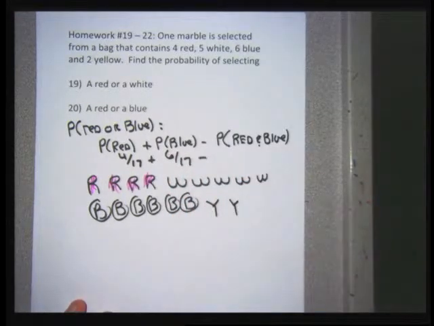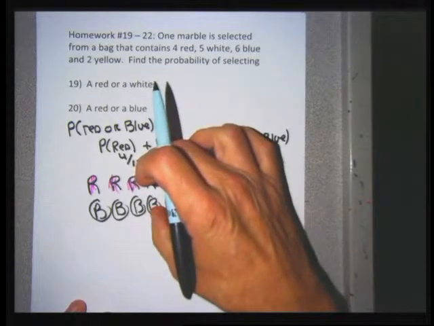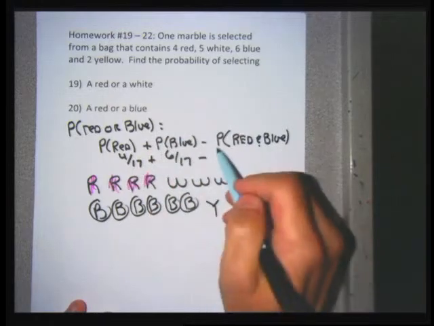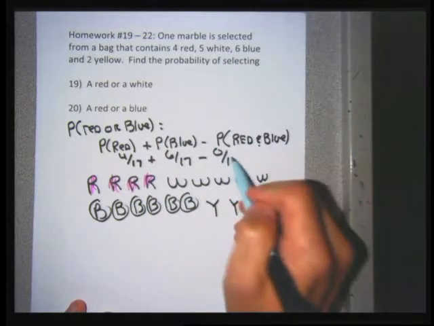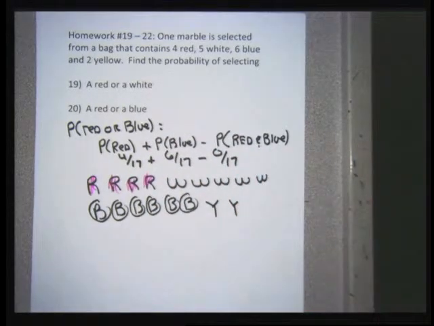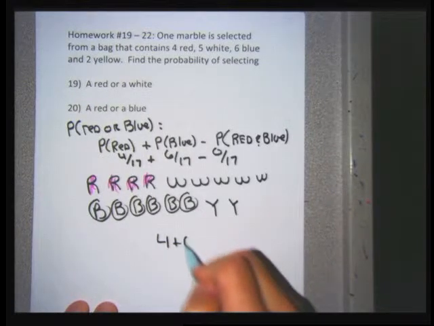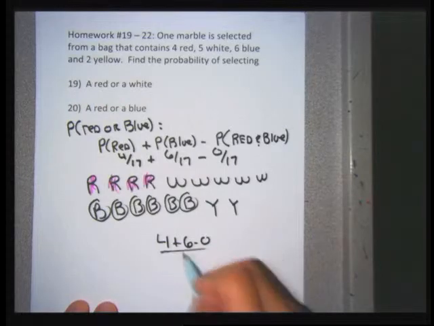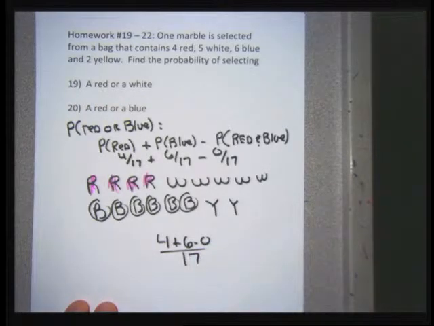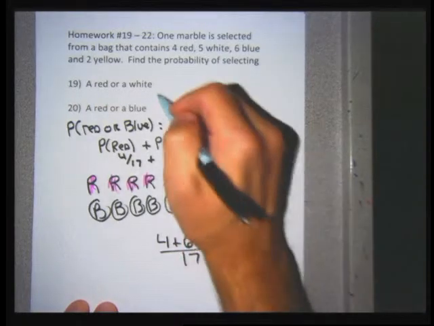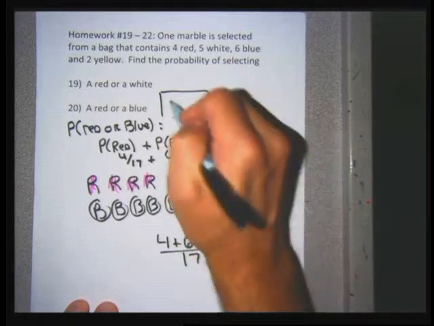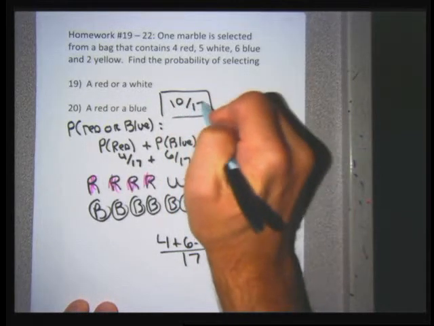And for the probability of getting one marble that's both red and blue, well, there's no overlap between the highlighted and the circled items in the sample space, so there's no marble that qualifies for being both red and blue, so that fraction has a 0. And so this is just going to be 4 plus 6 minus 0 over 17. I could do that without my calculator because it's a fraction that doesn't reduce. So that's going to be 10 in 17.